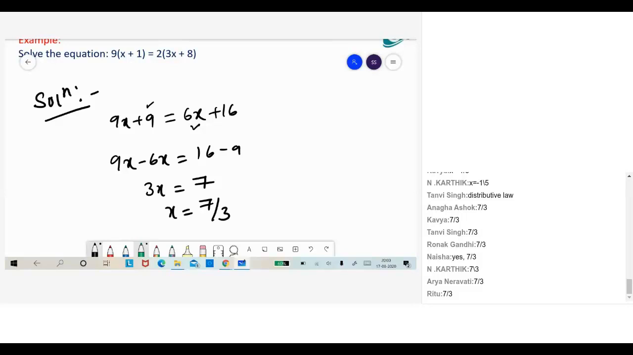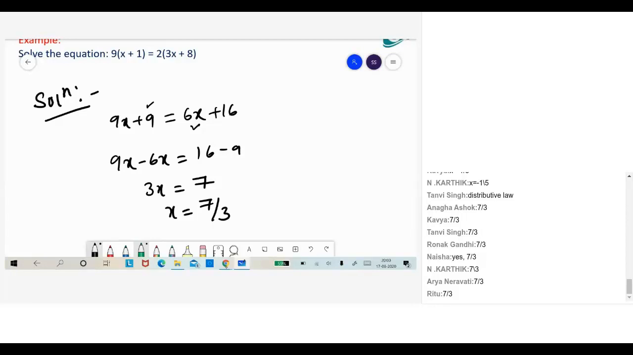So what do you do? Whatever outside number is there, multiply it with all the expression inside that bracket. Something like what we have done: we multiplied 9 with x and 9 with 1, so it becomes 9x plus 9. Here you have 3x plus 8, so multiply 2 with this: 3x becomes 6x, and 2 times 8 becomes 16. So you're multiplying the outside number with the terms inside the bracket.